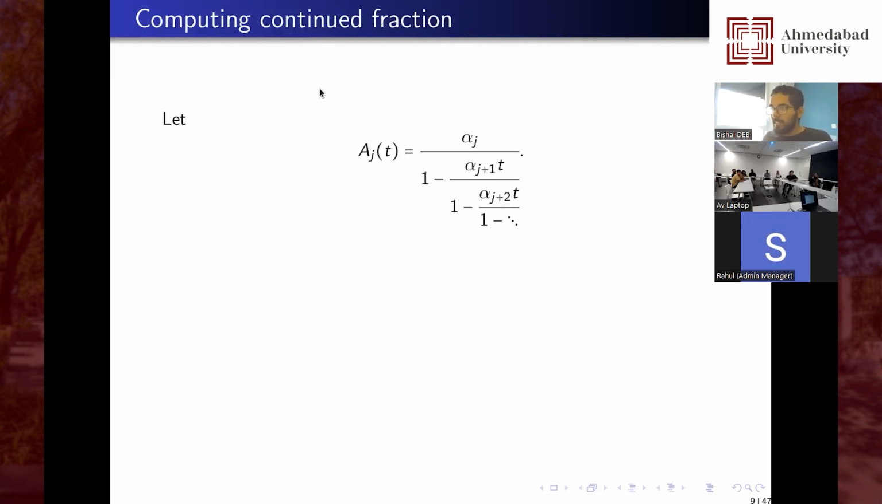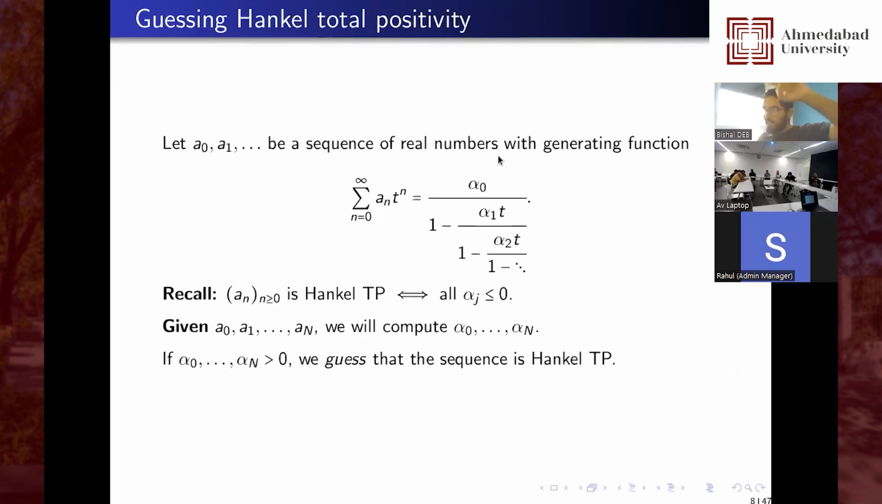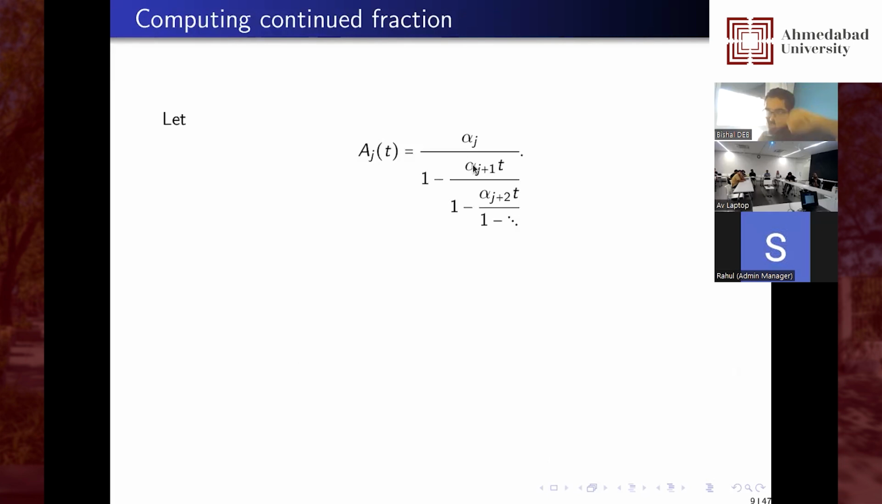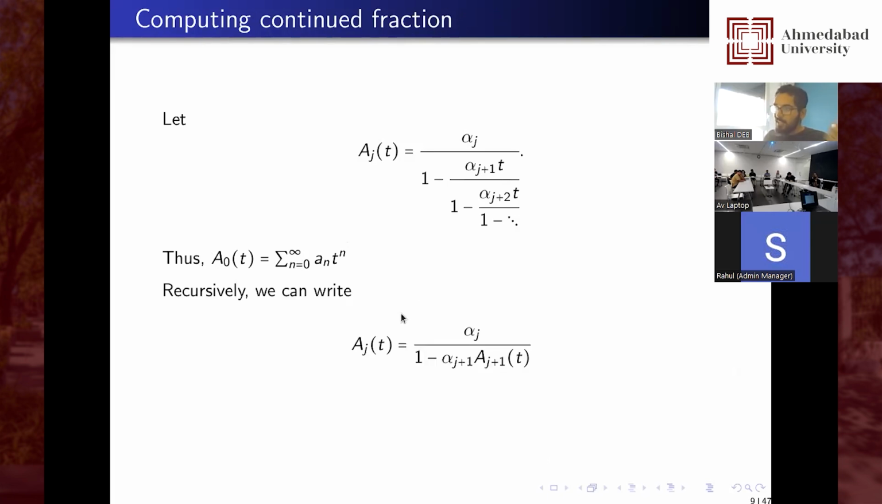Now, let aj of t be the previous continued fraction, except you've done a shift. Instead of starting at alpha 0, alpha 1, alpha 2, you start at alpha j plus 1, alpha j plus 2, and so on. Thus a0 of t is the original formal power series, the generating function that we started with. And recursively, you can write aj of t is alpha j, but then what comes below is 1 minus alpha j plus 1 aj plus 1.